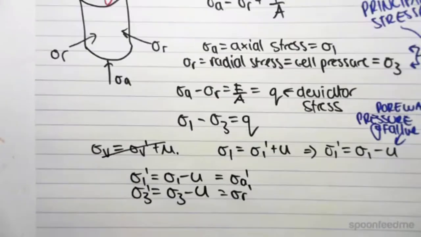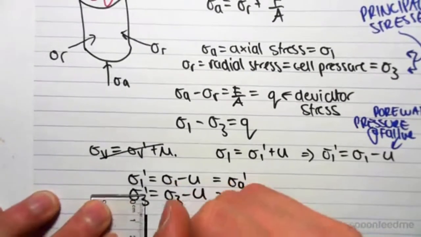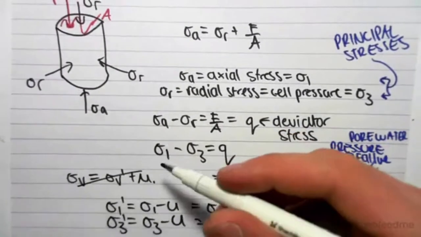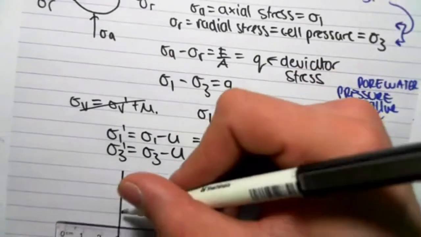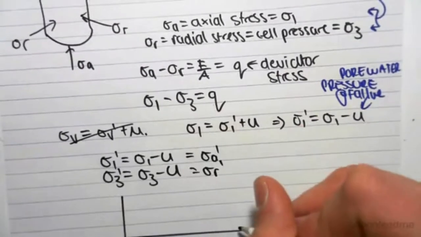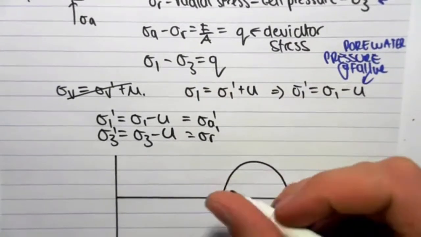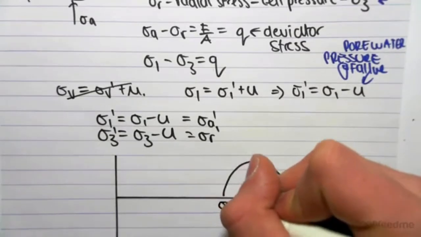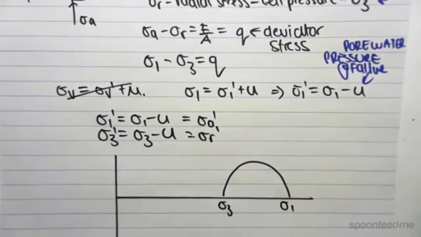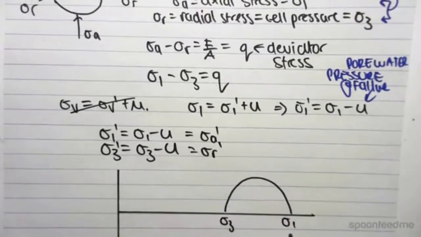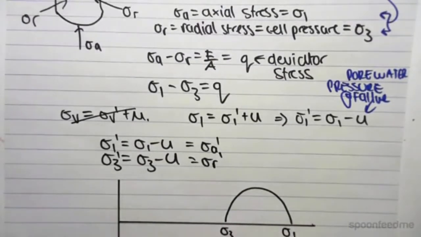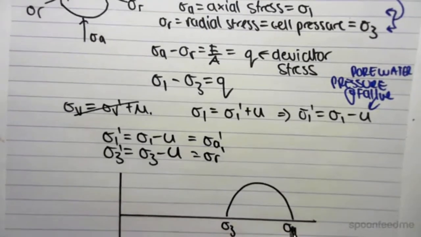So visually, what this means on our Mohr's circle is, if we were to have our axes here, and we were to have our Mohr's circle like this. I'm just going to draw the top half, we don't need to worry about the bottom half because it's symmetrical. So we would have sigma 3 and sigma 1, where sigma 3 is the same as sigma R, and sigma 1 is the same as sigma A.